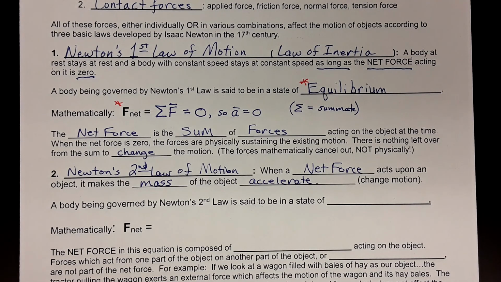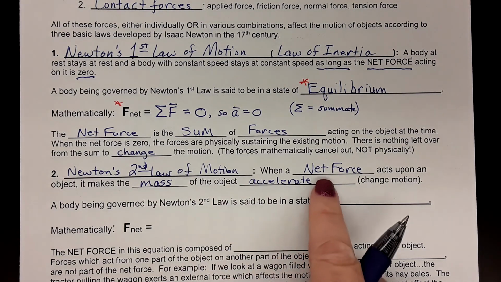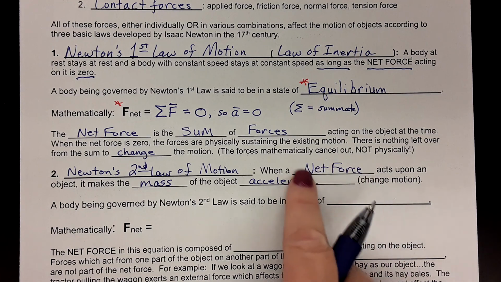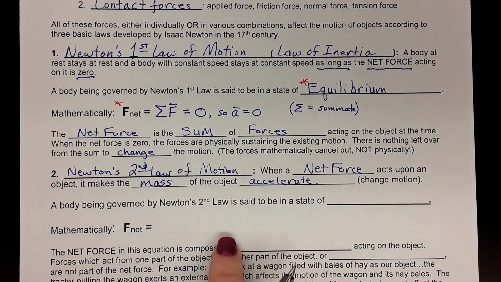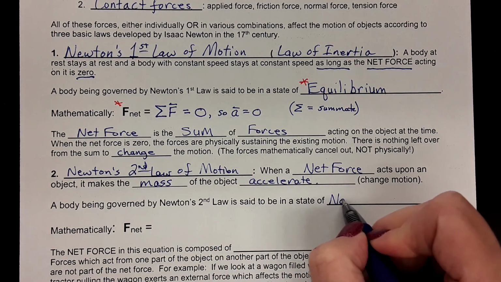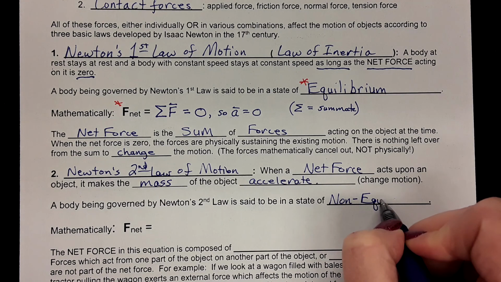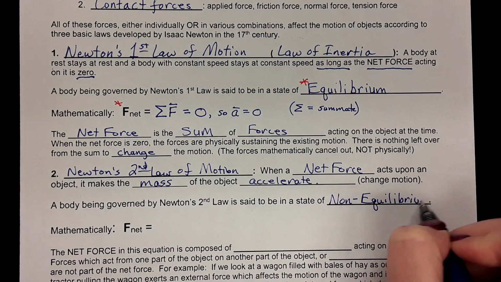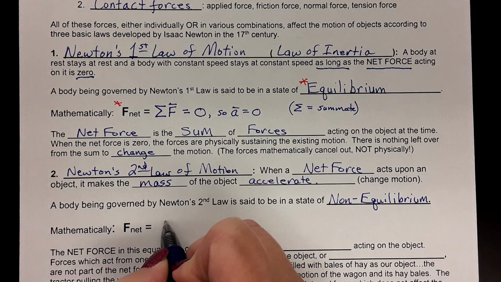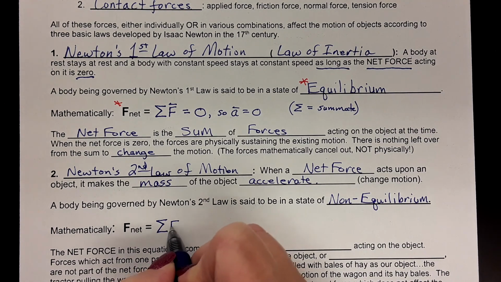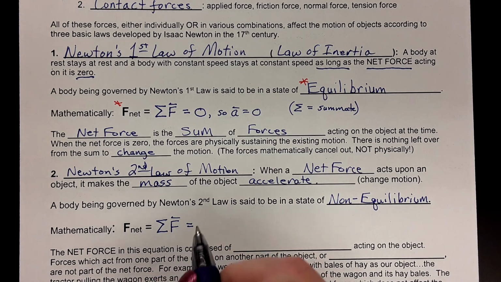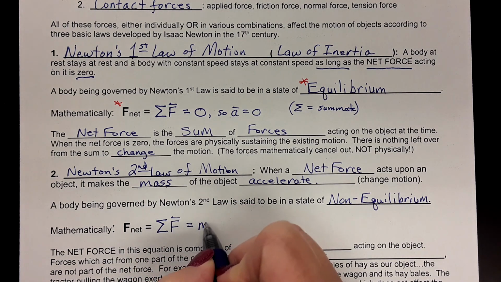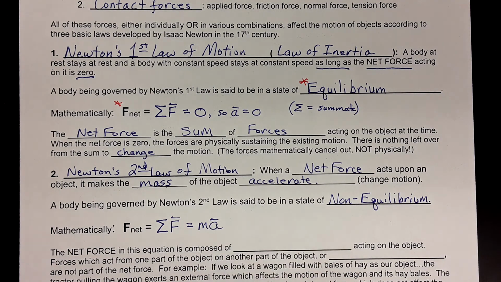Okay? Now, when the object changes motion, when it accelerates due to an unbalanced force, a net force, they don't all balance out anymore. You have something left over. Then the object is said to be in a state of non-equilibrium. And mathematically, that means when you sum the forces, the net force is the sum of the forces. When you sum the forces, whatever's left is going to make the mass of the object accelerate.